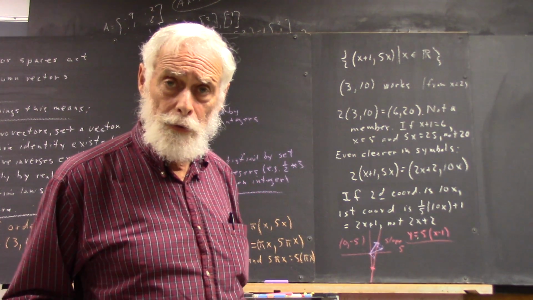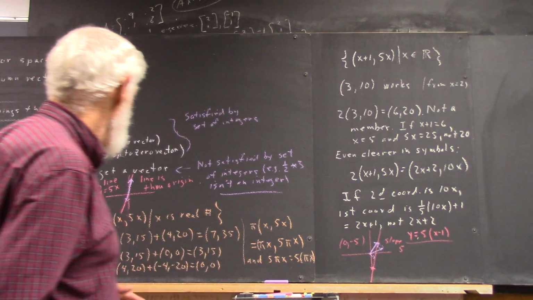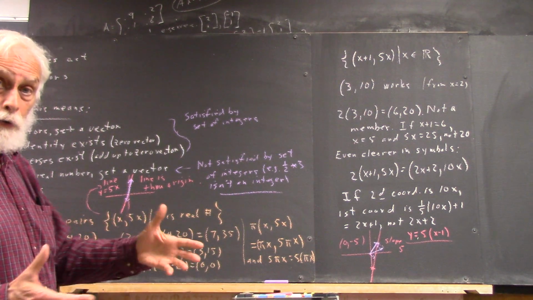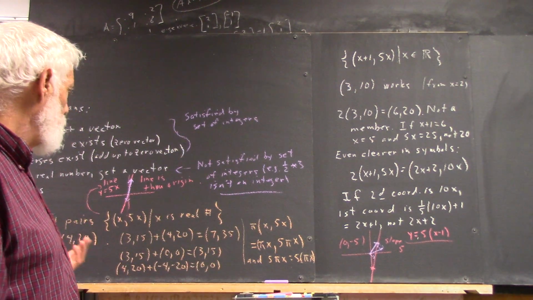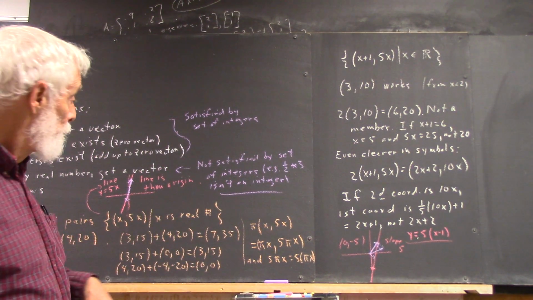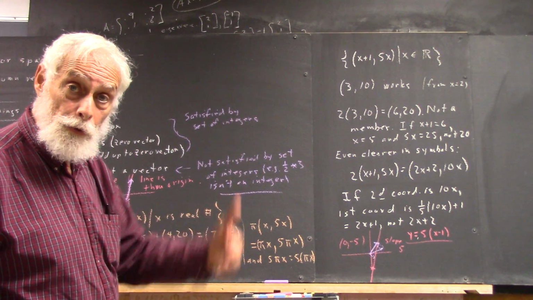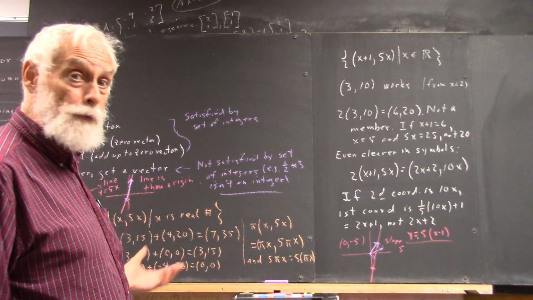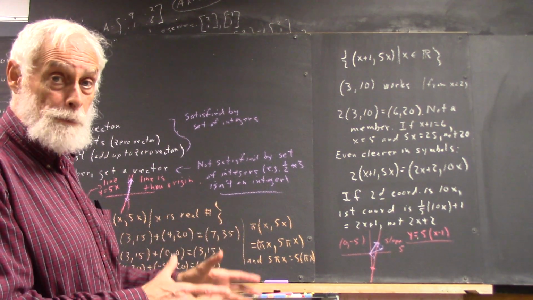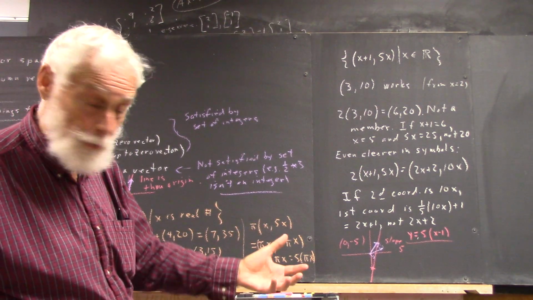And what it comes down to is if you have a set of points in R2, in two-dimensional real space, or R3, if all those points lie on the same line through the origin, then they form a vector space, which will be called a subspace of R2 or R3.